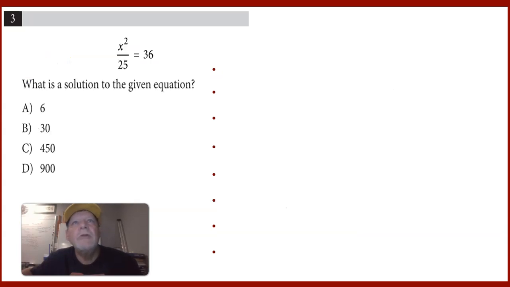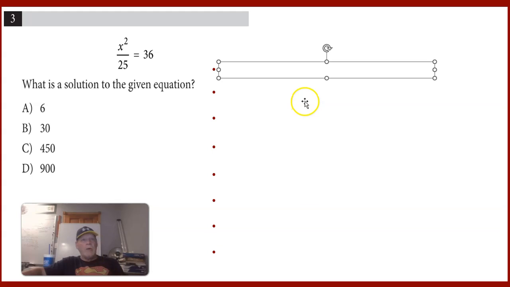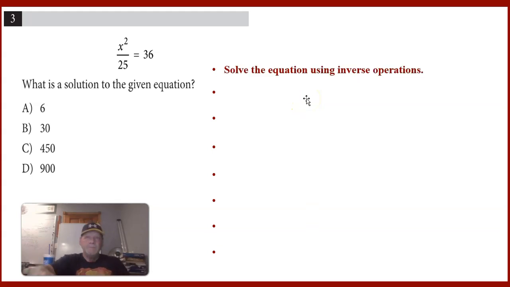Now let's do the third and last problem. A little bit harder. It's what is a solution of the given equation, x squared over 25 equals 36, and it is multiple choice. So pause this, see if you can work it. And it's wanting a solution, which means there's more than one. And I'll work it after you start the video back up.